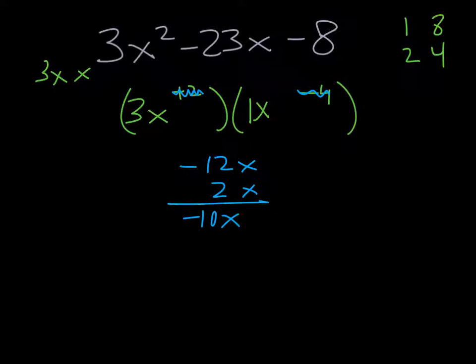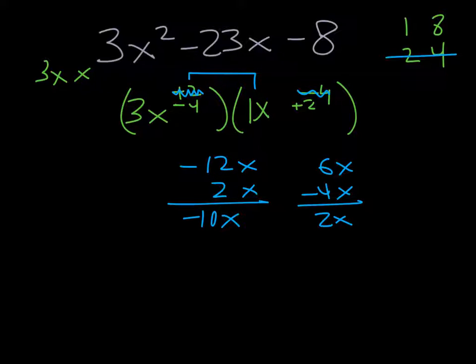And let's switch their spots. Let's go 3x minus 4 and 1x plus 2. And we test those outsides and insides again. 3x times 2 is 6x. And negative 4 times x is negative 4x. Nope, that's not working. That gives me 2x. Okay, so that's out. Those don't work. Well, that means I've totally ruled out 2 and 4. So it must be 1 and 8 if this thing's going to factor.